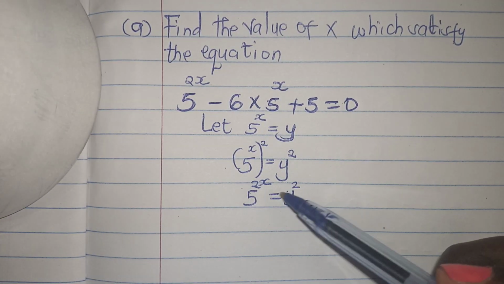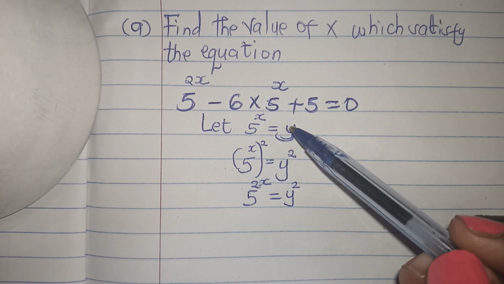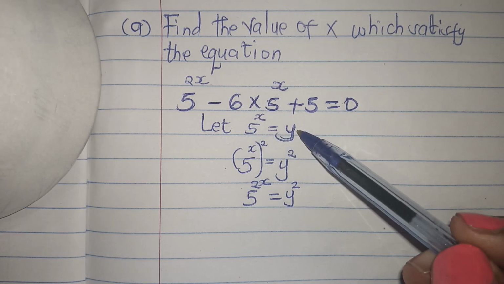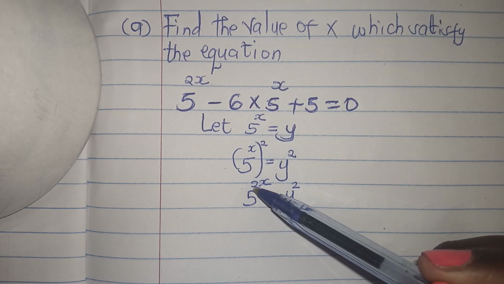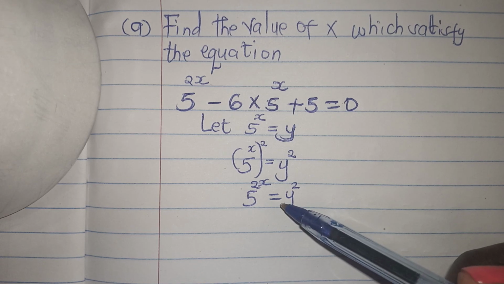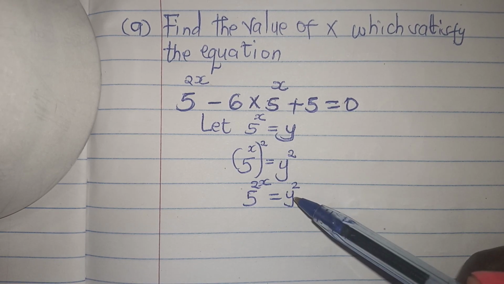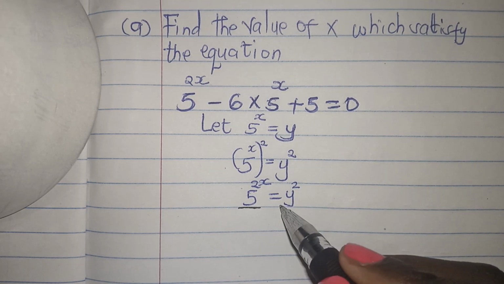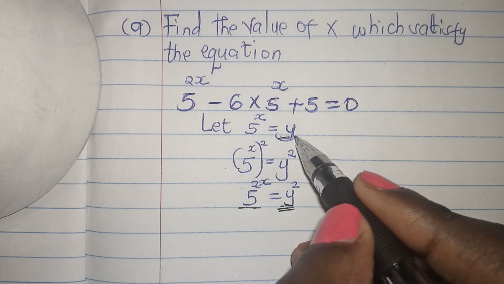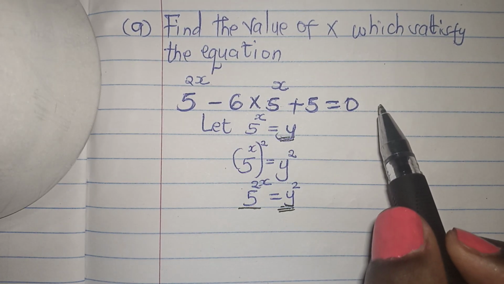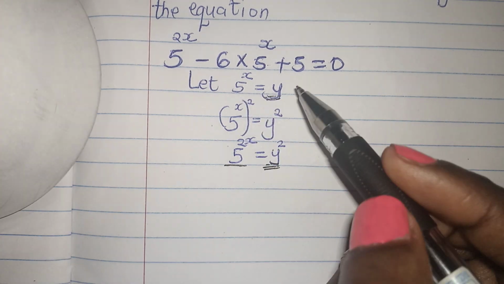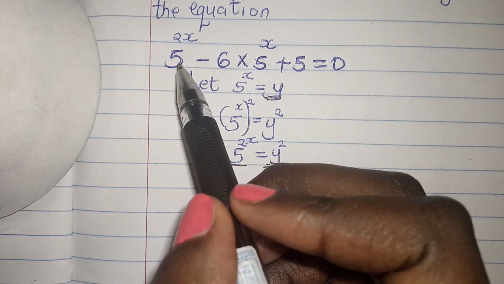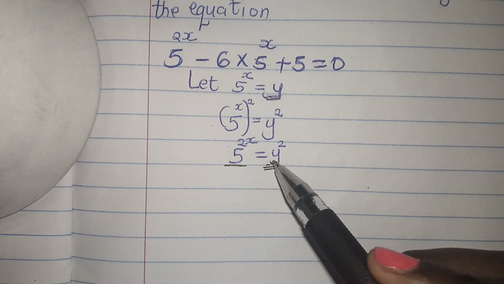You can see this, and you can also see this. So 5 to the power of x is equal to y, and 5 to the power 2x gives me y squared. So I'm going to substitute this and this in my equation. Have you seen that? I'm going to substitute in this equation. So this will give me 5 to the power of 2x, which is y squared.